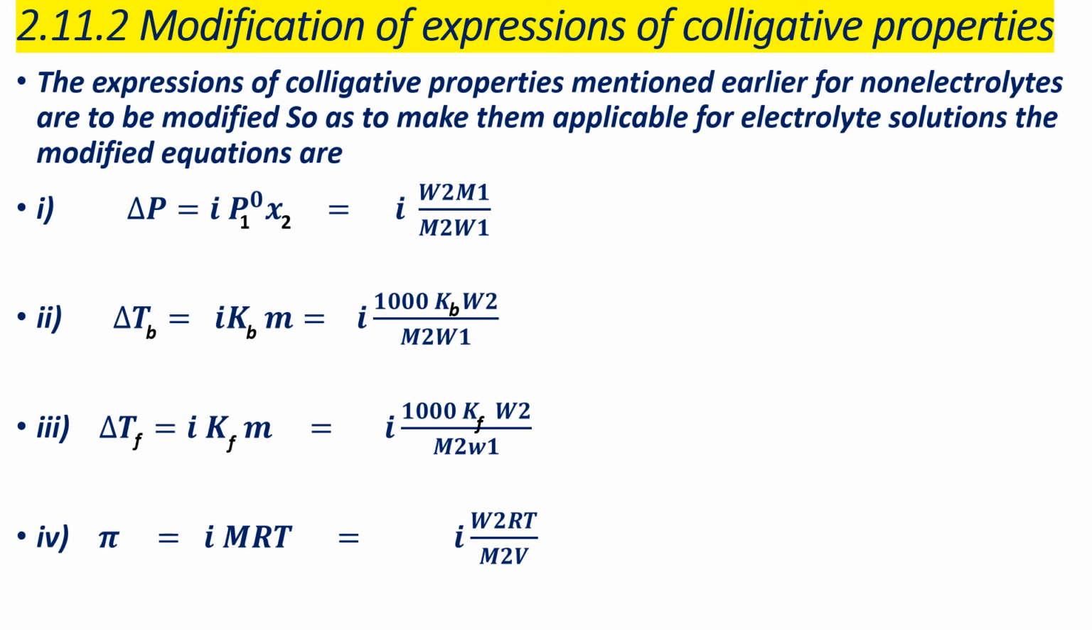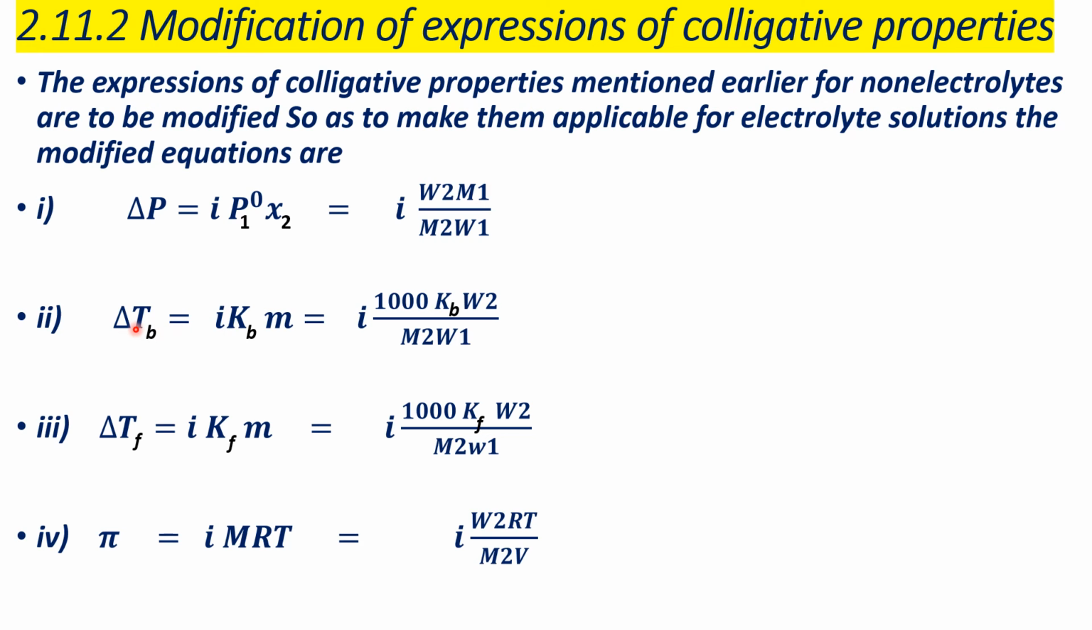That is 2.11.2, modification of expression of colligative properties. The expressions of colligative properties mentioned earlier for non-electrolytes are to be modified so as to make them applicable for electrolyte solutions. The modified equations are simply written as follows. First is vapor pressure: delta P is equal to i into P1 naught into X2, is equal to i into W2 upon M1 upon M2 into W1.